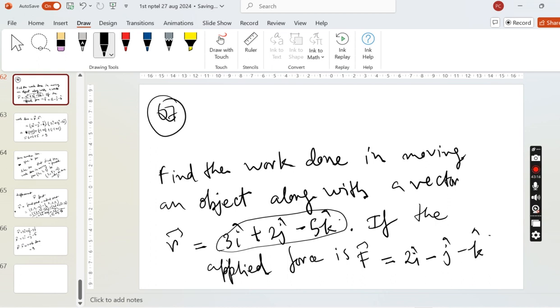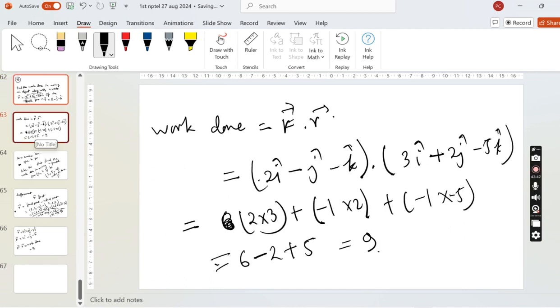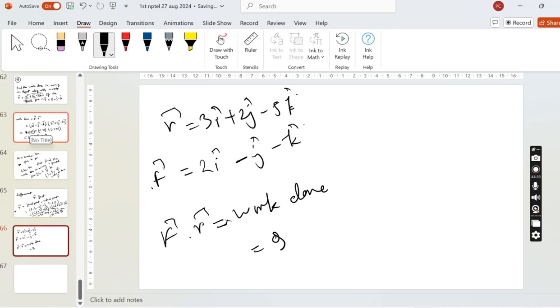Then there is example 7: find the work done in moving an object along a vector r, which is 3i plus 2j minus 5k, if the applied force is 2i minus j minus k. We know that work done is F dot r. So we multiply the i components, 2 into 3, plus the j coefficients, minus 1 into 2, plus the k coefficients, minus 1 into minus 5. It gives us 9. So the work done is 9.